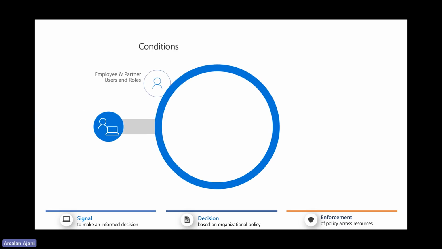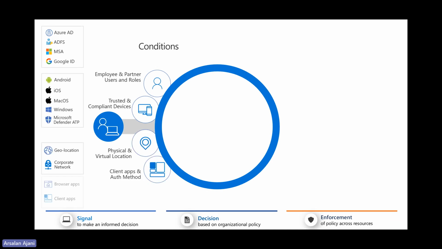Thanks, Shane. I think this slide does a great job of explaining how conditional access works. So on the left, we have our conditions. First, we have our account. So what type of account do you have? Are you an employee or a partner? What type of user are you? What type of roles do you have? Are you an admin?